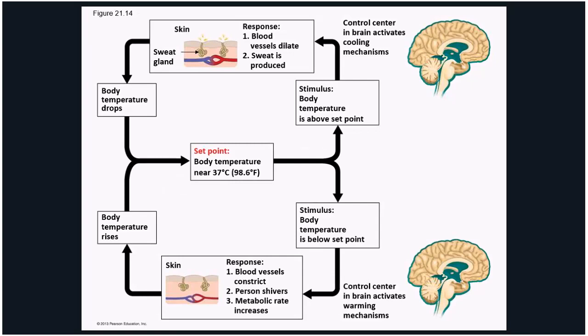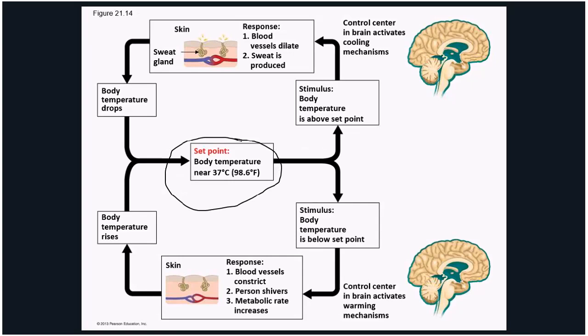Our body temperature is near 37 degrees Celsius, so that's where we like to be. There's a stimulus, so our body temperature gets above that set point, say we're sitting outside on a very hot day. A part of our brain detects that our body temperature is getting too warm, so we have a response. For humans, we sweat, and that moisture evaporates and takes heat with it.